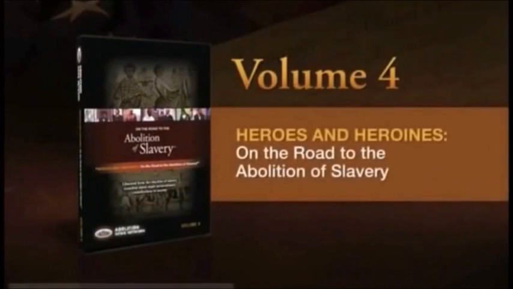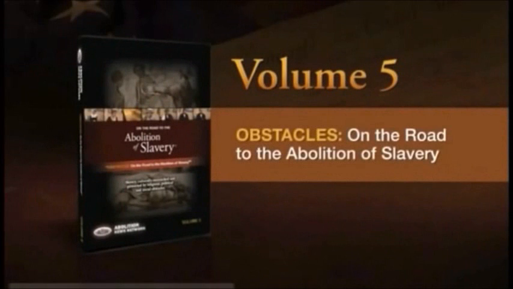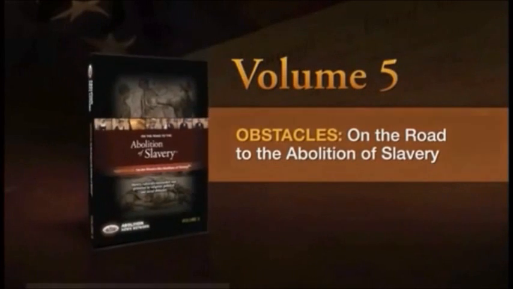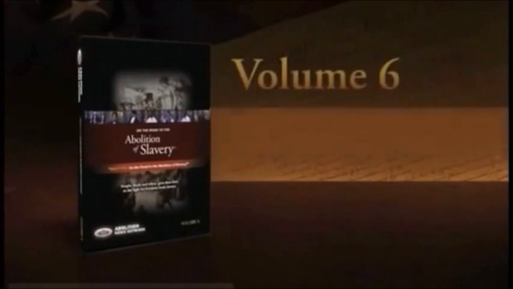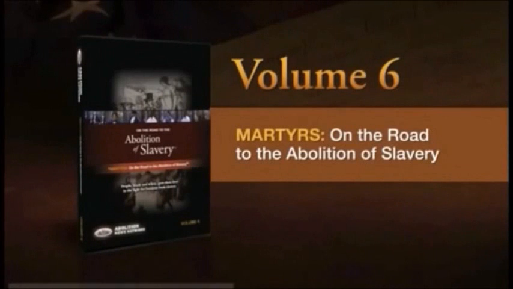Volume 4, Heroes and Heroines on the Road to the Abolition of Slavery. Liberated from the shackles of slavery, countless slaves made extraordinary contributions to society. Volume 5, Obstacles on the Road to the Abolition of Slavery. Slavery, culturally entrenched and protected by religious, political, and social obstacles. Volume 6, Martyrs on the Road to the Abolition of Slavery. People black and white gave their lives in the fight for freedom from slavery.